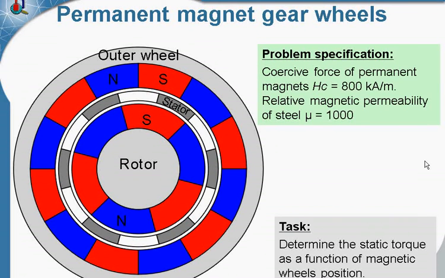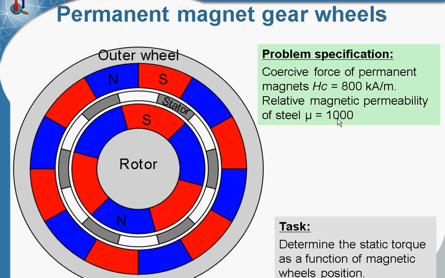Permanent magnet gear wheels. The transmitting torque of the magnetic gear is limited by the maximum power of the magnets. In our case, the coercive force of permanent magnets is 800 kiloamperes per meter.